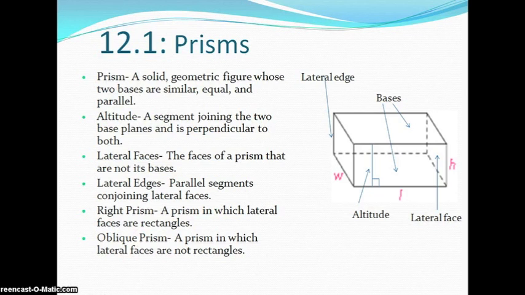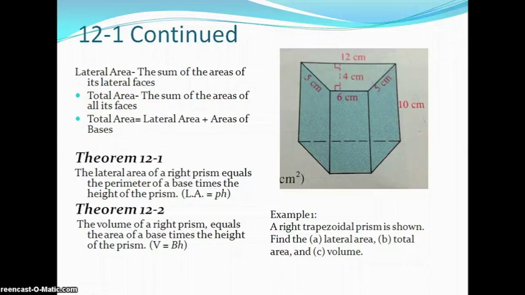A right prism is a prism in which lateral faces are rectangles, and an oblique prism is a prism in which lateral faces are not rectangles. The lateral area of a prism is the sum of the areas of its lateral faces. The total area of a prism is the sum of the areas of all its faces. The formula for total area is lateral area plus the areas of the bases.